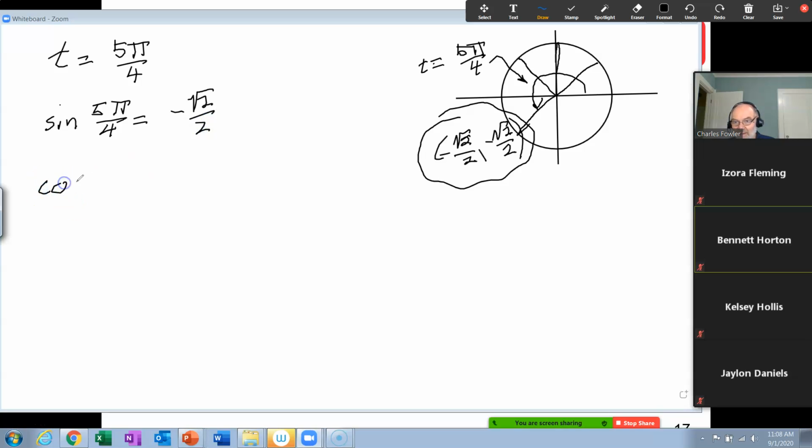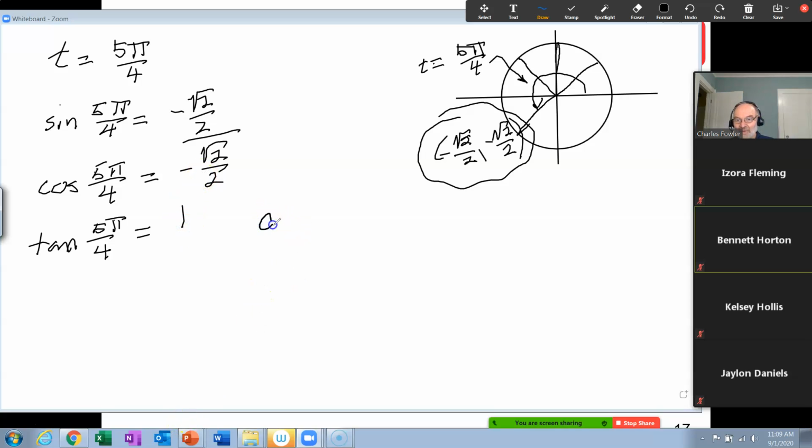Cosine of 5/4 pi. See, the hard part, and it's not hard, is just finding what the coordinates are. Once you know those, you can write them down. Cosine is the x-coordinate, minus √2 over 2. Tangent of 5/4 pi is the ratio of these two. Well, guess what? That's 1. They're the same.